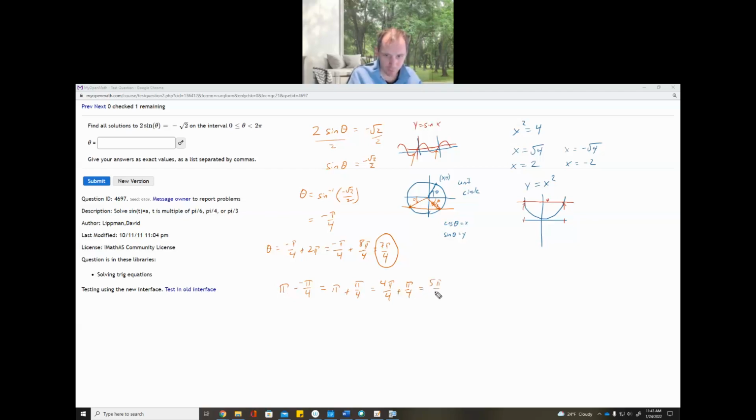Or 5 pi over 4. Okay. That's also between 0 and 2 pi, so that's another solution I want. Okay, and I should just get 2. I know from my graph I'll get 2 answers in the 0 to 2 pi range. Okay, so these two are it. So that's what I would type in here.